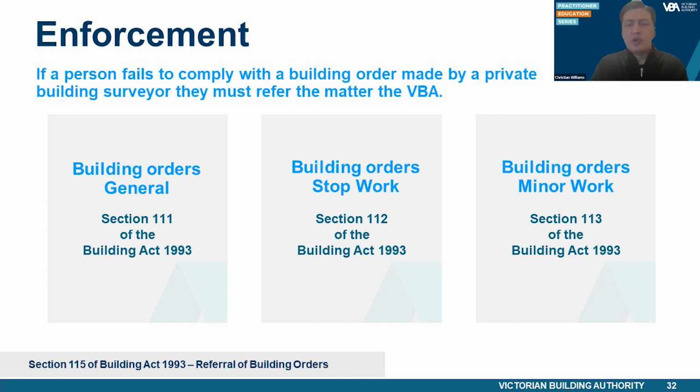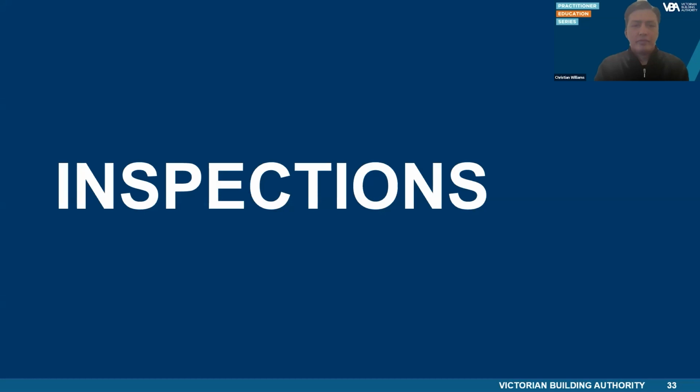And to be enforceable, all building notices and orders need to comply with Division 2 of Part 12 of the building regulations and include the prescribed information and be in the correct prescribed form. For a more detailed presentation on enforcement, please refer to the previous VBA Practitioner Education Series session presented by Anita Dorfer-Mahanich, available on our website. For further information regarding notification of a non-compliance with the direction to fix or a referral of a building order, please also refer to the VBA website.